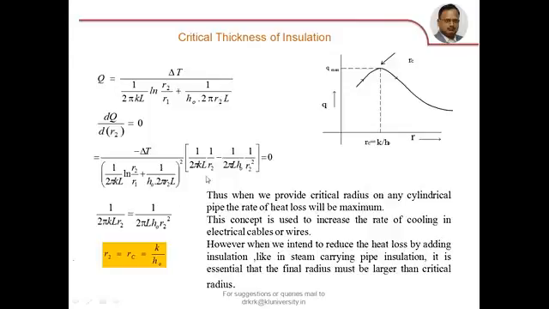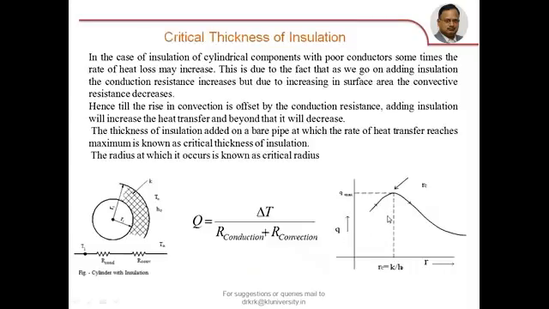This term is not 0, so equating this term to 0, you will get R2 equal to K by H0. And this R2, where the rate of heat transfer reaches maximum, is known as critical radius. Now observe carefully. At this point, the rate of heat transfer reaches maximum, and beyond this, the rate of heat transfer goes on decreasing. And up to this point, the rate of heat transfer increases.